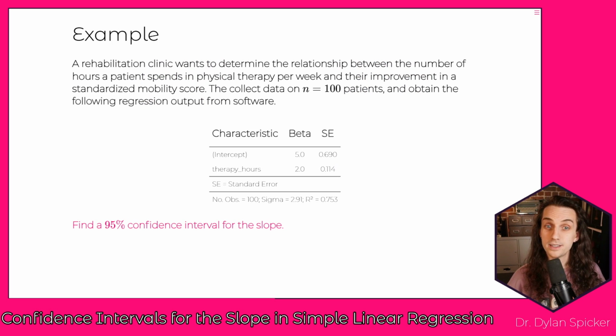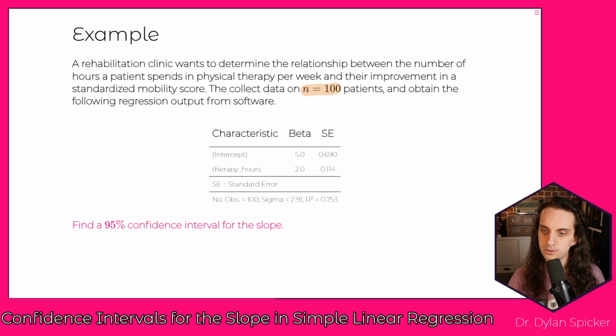So we can take a look at some examples here. And in these examples, we're thinking about taking our output directly from statistical software. So in this first example, we're looking at a rehab clinic, and they want to determine the relationship between the number of hours a patient spends in physiotherapy each week and their improvement in a standardized mobility score. So they collect data on n equals 100 patients and obtain the following regression output from software.